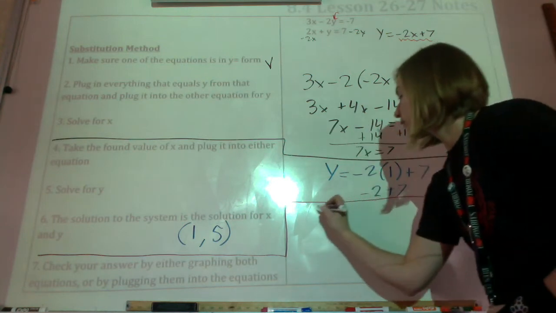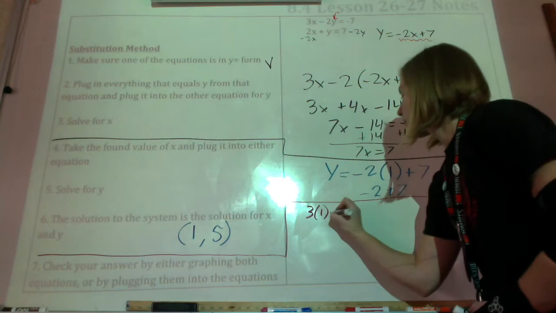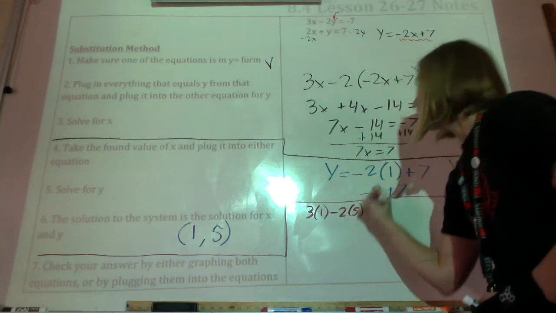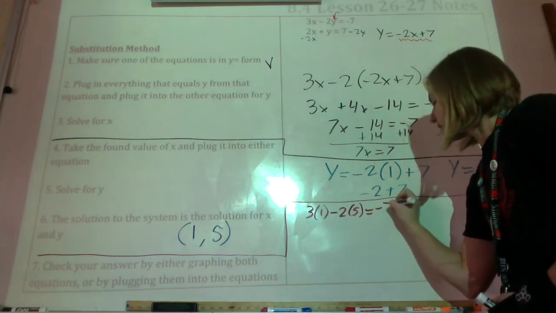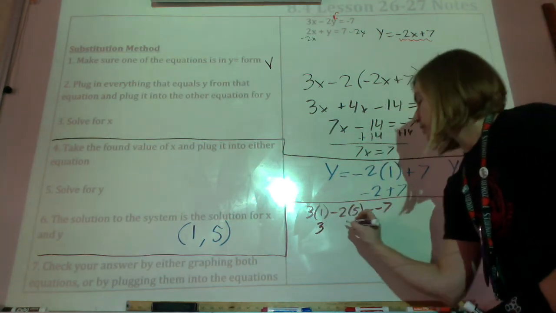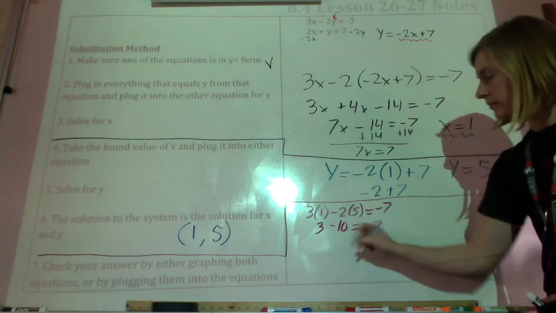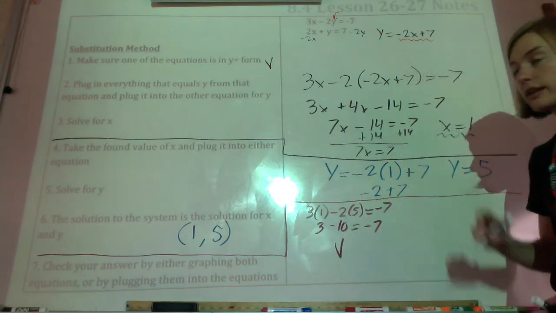So if I put it into the first equation, we had 3 times 1 minus 2 times 5 equals -7. Well, 3 times 1 is just 3. -2 times 5 is -10. Well, does that equal -7? Yes, it does. Let's try the second equation.